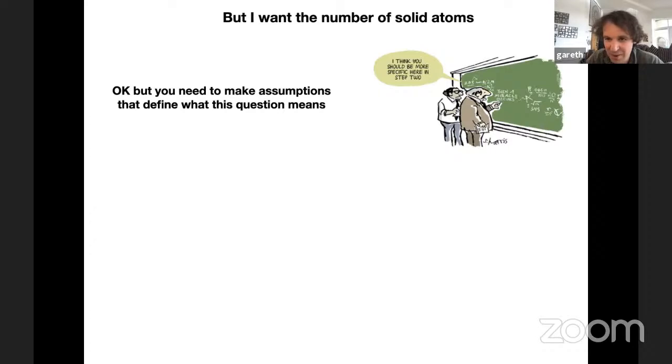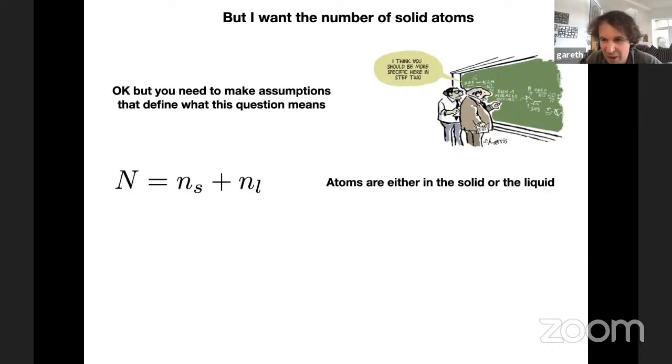The way that I would define this is that I have a system that contains n atoms, and I'm going to say that these atoms are either solid or liquid. So my atoms can only be in the solid or in the liquid. They cannot be at the interface or anything else. So the total number of atoms in the system is equal to the number of solid atoms plus the number of liquids.